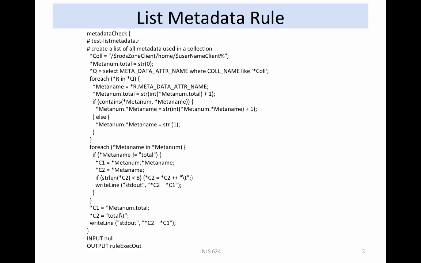For each result in this query, it extracts the metadata name, increases the total, and checks whether the metadata name already is found. If it has been found, it increases the count by 1. If it hasn't been found, it sets metanum.*Metaname to the metadata attribute name. It then loops over all the metadata attribute names that were found. If the metadata name is not total, it then prints out the metadata attribute name, checks the string length in order to pretty print the output, and then prints out the results for the total.